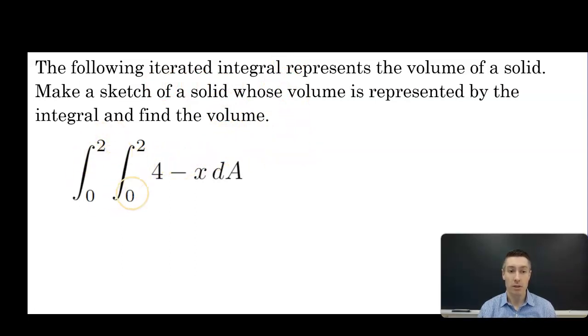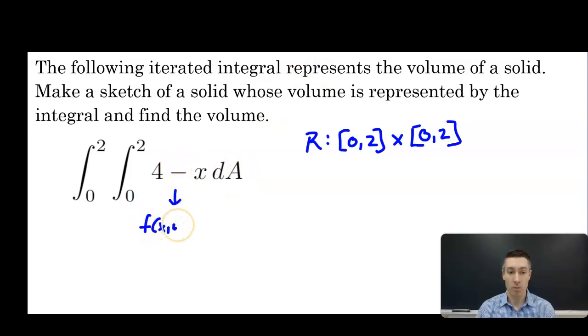So here we have 0 to 2, 0 to 2. So that's a rectangular region, 0 to 2, 0 to 2. It doesn't really matter which one of those integrals was x or y since they're the same. And that defines the area we're integrating over. The function that we are integrating, f of x, y, is equal to 4 minus x. Or we can think about that as z equals 4 minus x.